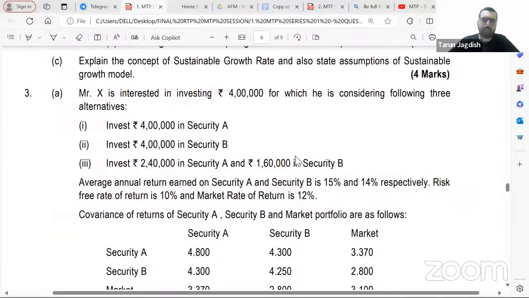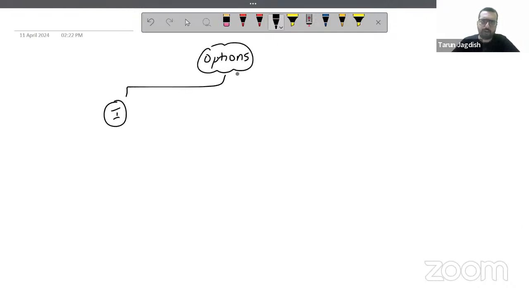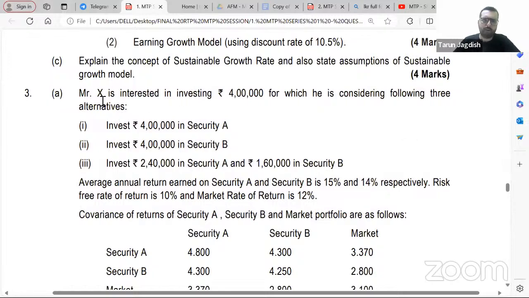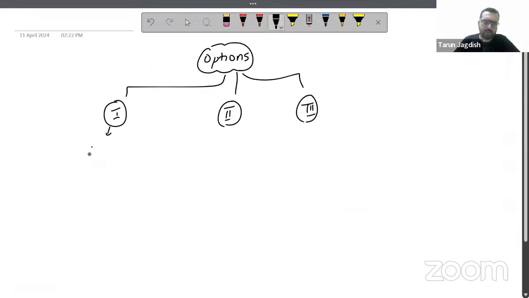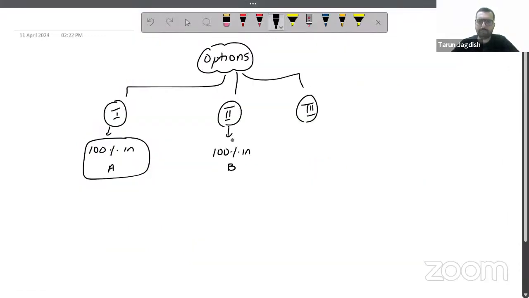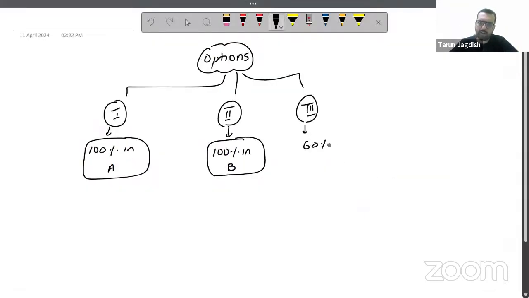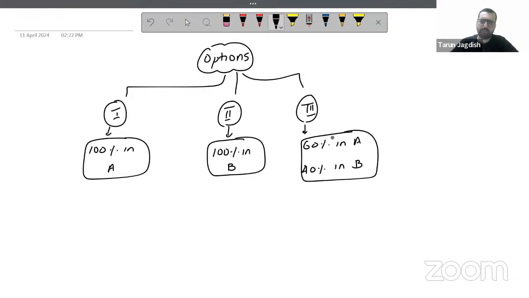And option 3 is, first we need to analyze the options. So I'll call it options over here. Option 1, option 2, and then we have option number 3. Option 1, what are we going to do? Full in A. So 100% you're going to invest in A. What about option 2? 100% in B. Now tell me, what is option 3? 2 lakh 40 means 60% will go in A, and the remaining 40% will go in B.